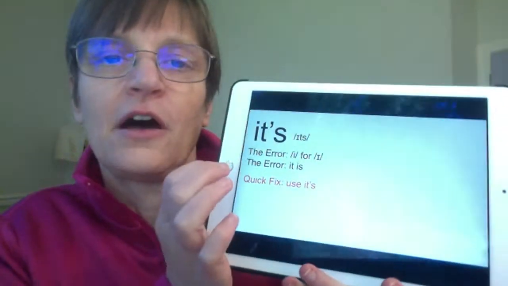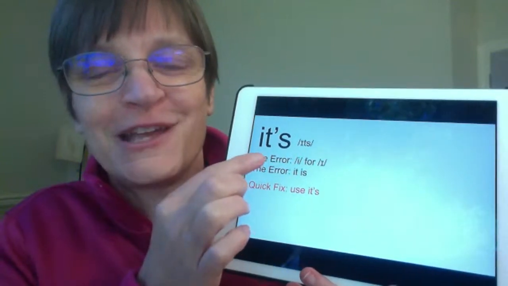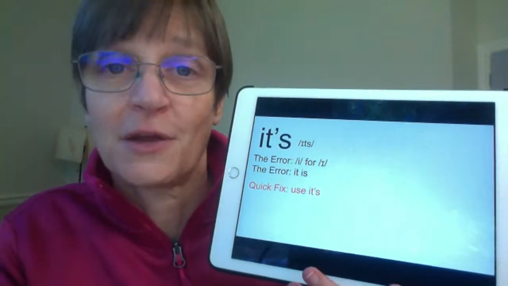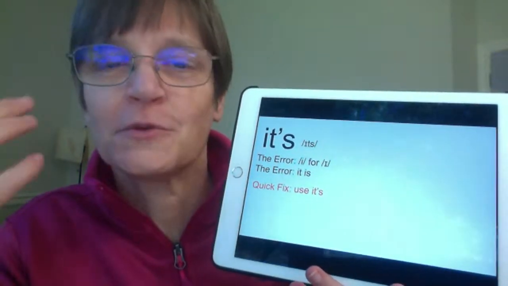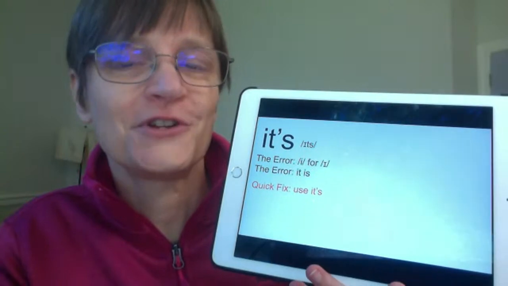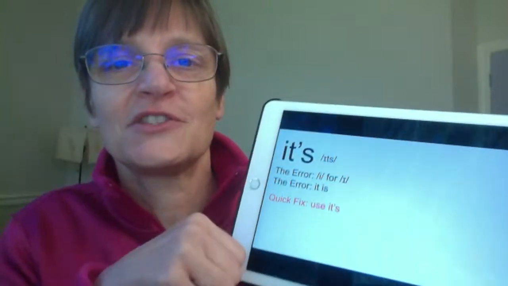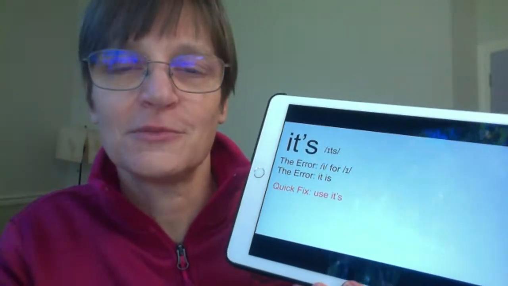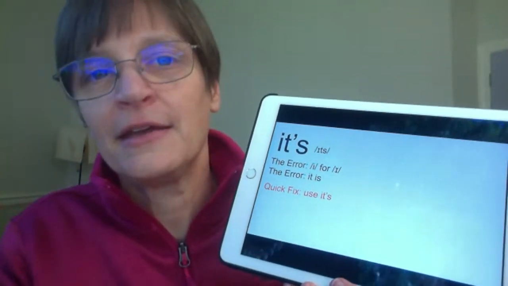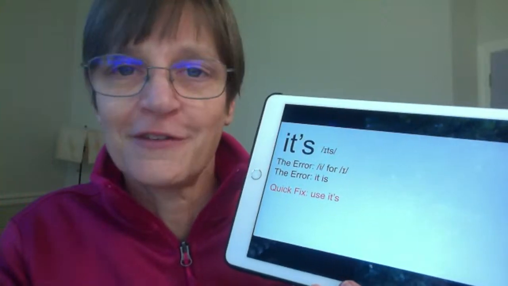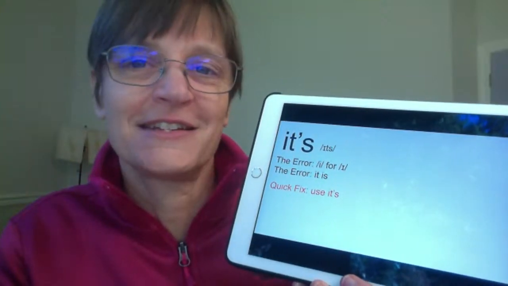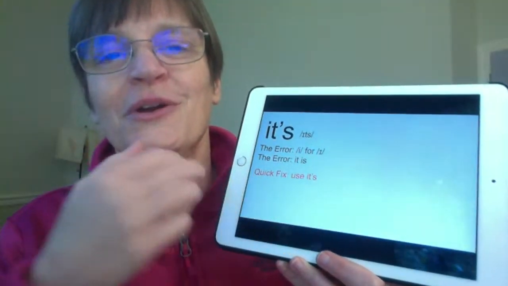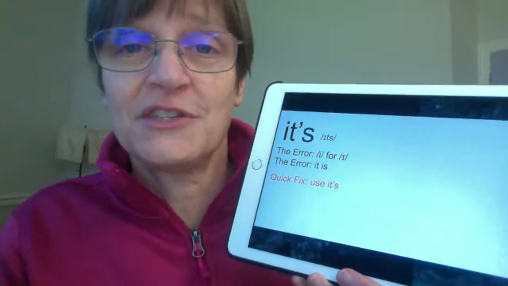And the other error that I often hear is that people very frequently won't use its. They might use it is. Or just like we had in our example for let's, Americans will almost always use a contraction, unless they're going to be stressing, for example, it is. If they're trying to highlight that word is, then they'll use both. Otherwise, they're always going to say, it's raining, it's terrible traffic today, it's busy at the store, etc. So the quick fix for this one is to start to use these contractions.